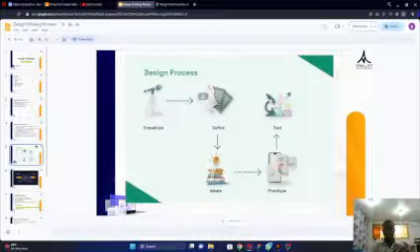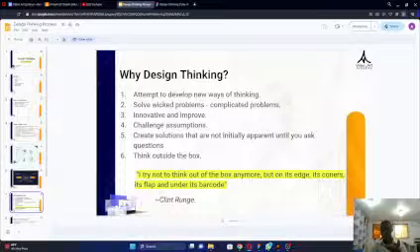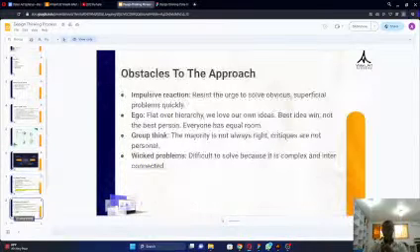So under the case study, you should have a section for your design thinking. Okay, this is a section for it, and why you are conducting design thinking. So take note of it, and the obstacles to the approach.